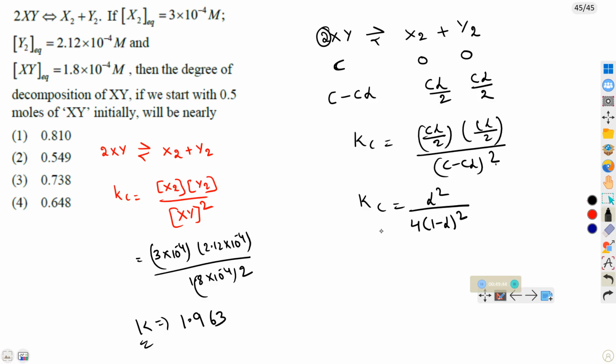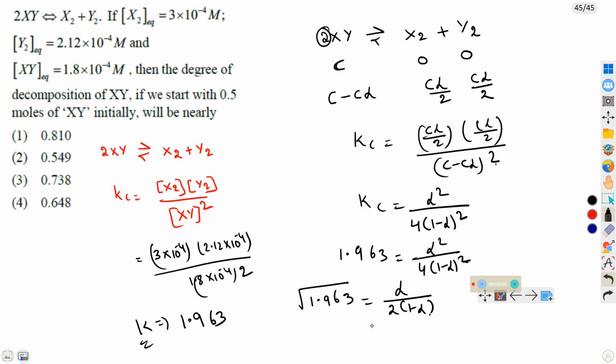Then you can simplify. Then Kc is equal to alpha square by 4 into 1 minus alpha whole square after simplification. Kc value we already know. 1.963 is equal to alpha square by 4 into 1 minus alpha whole square, or take the square root on both sides. It can also be written as square root of 1.963 is equal to alpha by 2 into 1 minus alpha. Simplify. Then you will get alpha value 0.737. Third option correct.